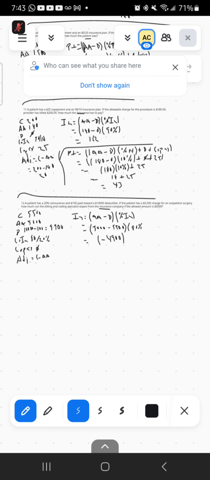There you go. And then you're gonna multiply that times 80%. The problem is that it's a negative number. If you multiply a negative number by a percentage, it's gonna give you a negative number. I told you when you got a negative number, you stop, right? Because that's gonna give you a negative number. And that means that the insurance pays 0.